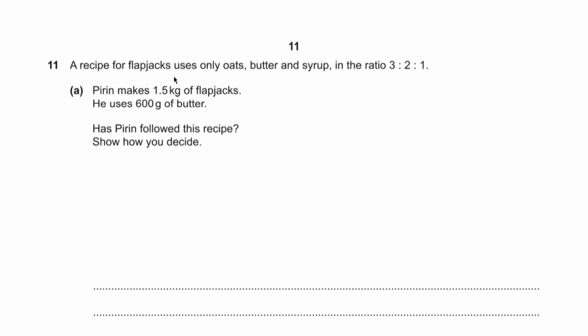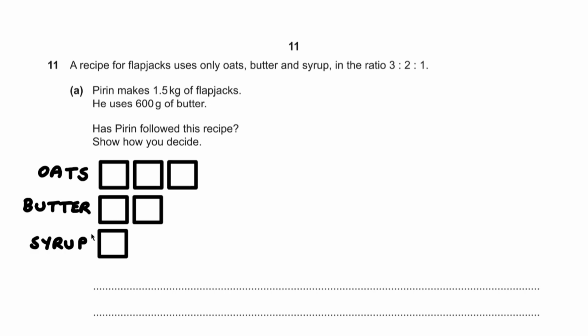Question 11. A recipe for flapjacks only uses oats, butter and syrup in the ratio 3 to 2 to 1. Pirin makes 1.5 kilograms of flapjacks. He uses 600 grams of butter. Has Pirin followed this recipe? Show how you decide. So, we've got this ratio 3 to 2 to 1, and altogether we've got 1500.